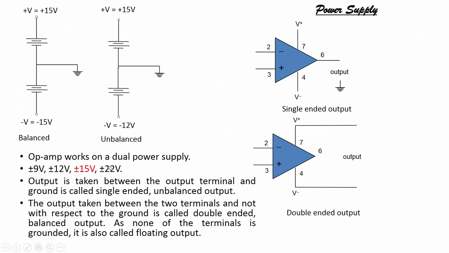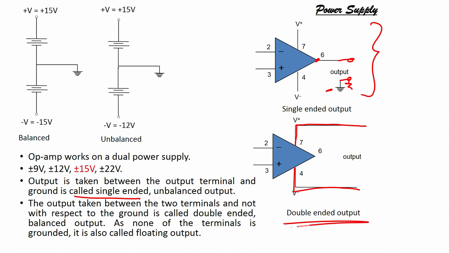Now, the output taken between the output terminal and ground is called single ended output. So, if the output is taken like this, which we already know, between the output terminal and the ground, then it is single ended output. But sometimes we take the output from pins 7 and 4. That is called double ended output.